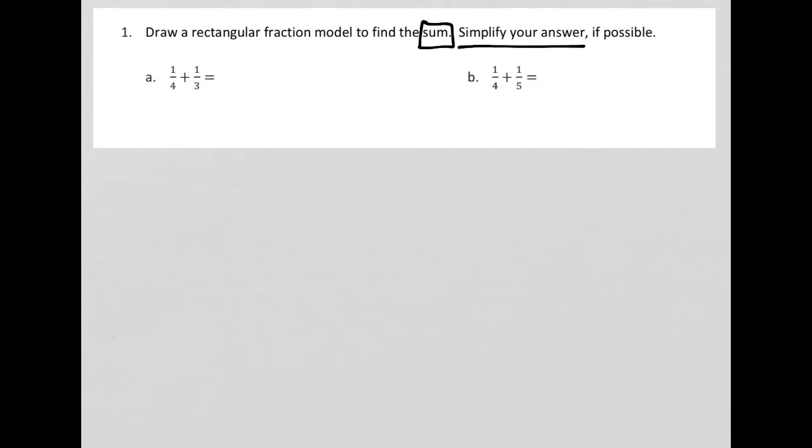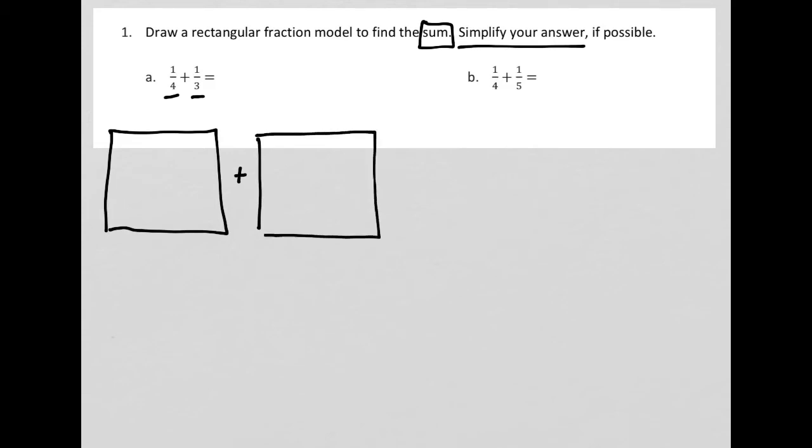So if we look at A, we have 1/4 plus 1/3. We cannot just add these together because our denominators are different. We have a 4 and we have a 3, which means that our fractions are different sized. I can't add 1/4 of a pizza with 1/3 of a pizza and say I have a certain amount of pizza. I need them to be the same size fraction so I can add them together and get an actual answer. So we're going to learn the strategy of finding common denominators by using a rectangular fraction model.